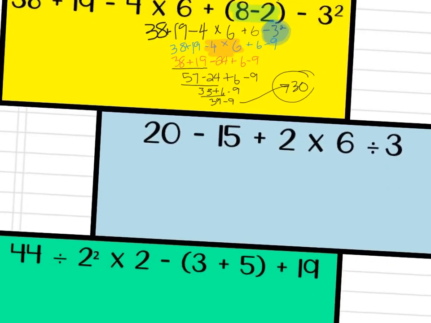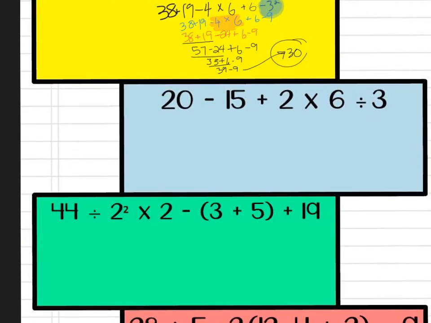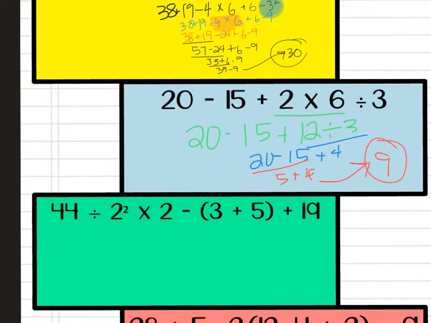Let's move on to the blue problem. Go ahead and pause it. Come back and check your work. I got the answer of 9. If you got the answer of 9, move on to the green screen. If you didn't, pause, check my work, and see what you've done wrong. Pause it now.